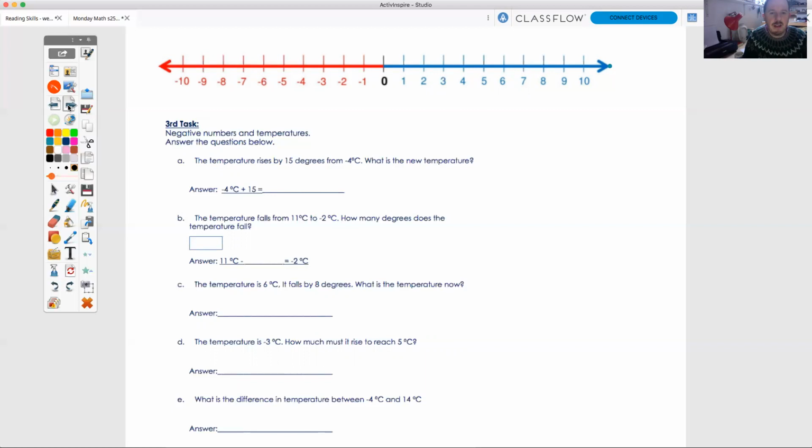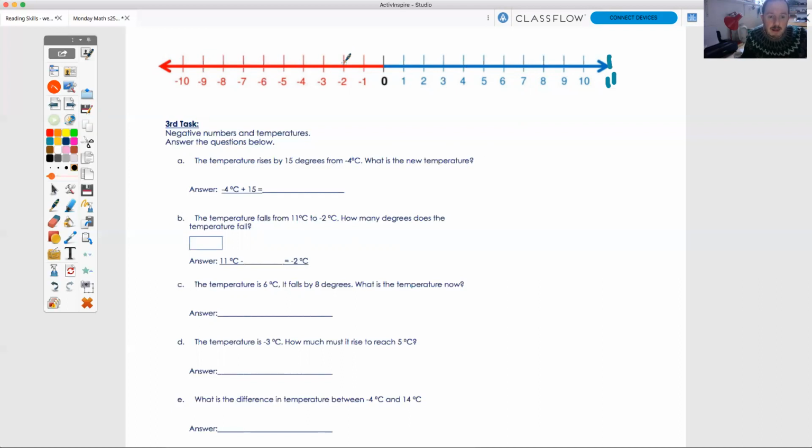The first question says the temperature rises by 15 degrees from -4 degrees. So what's that new temperature? Well, to figure that out, we'd have to start on -4 degrees and count 15 up. So it's rising, it's going to be getting warmer, okay? Question B asks, the temperature falls from 11 degrees to -2. How many degrees does the temperature fall? And again, we could use a number line. We haven't got 11 here, let's just make it up. There we go, there's 11. And we'd have to count backwards all the way to -2 to work out how far it's fallen in temperature.